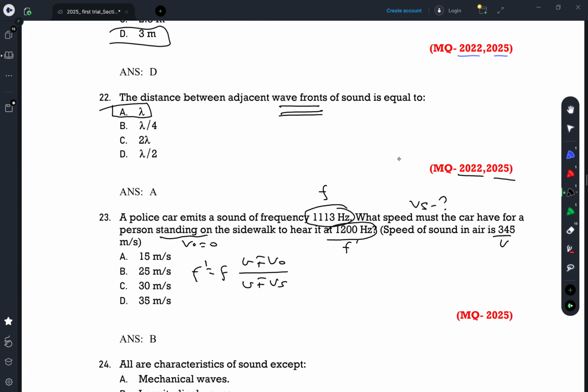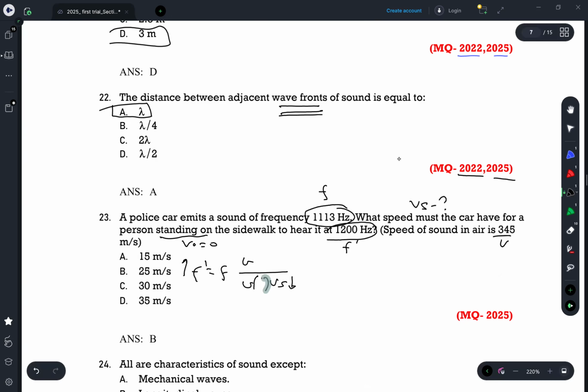As you see, F prime is greater than F. First we know that the observer is at rest, so I am going to remove the observer from the equation. But F prime is greater than F. To make F prime greater than F, this sign must be negative because a smaller denominator makes F prime greater than F. So this is going to be negative: V minus Vs. Then I am going to calculate what Vs is, and put everything in the equation.